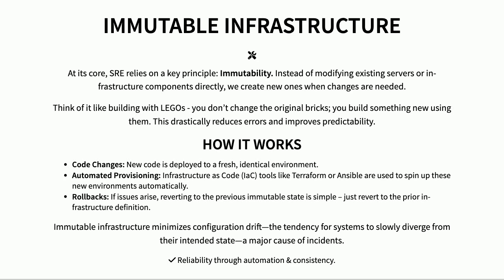This approach helps us reduce errors significantly, because if something goes wrong, reverting to a previous known good state is much simpler than trying to figure out what was broken in a constantly shifting environment. We automate this process with tools like Terraform or Ansible, ensuring consistency and predictability, which are key for reliable systems.